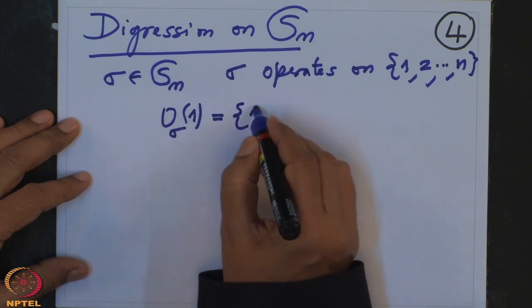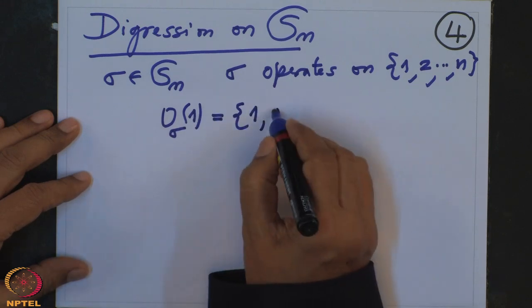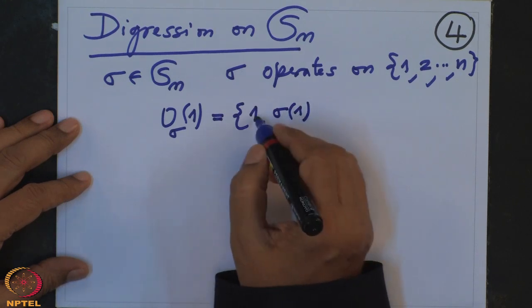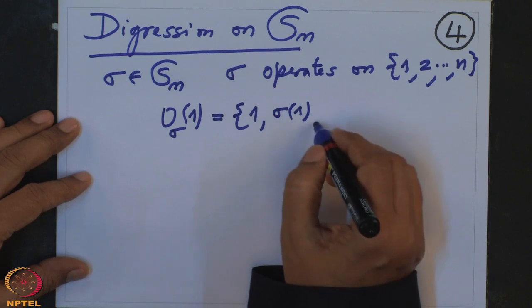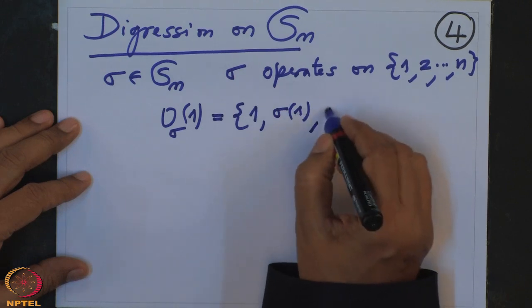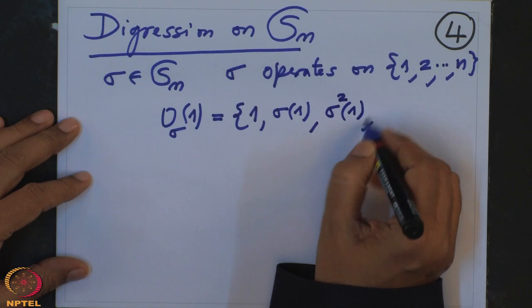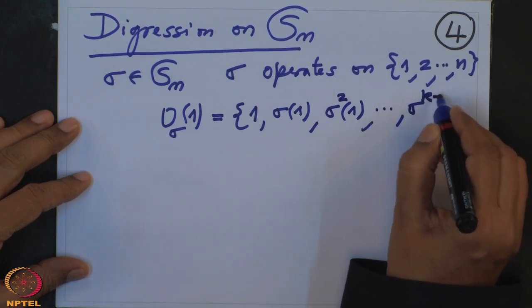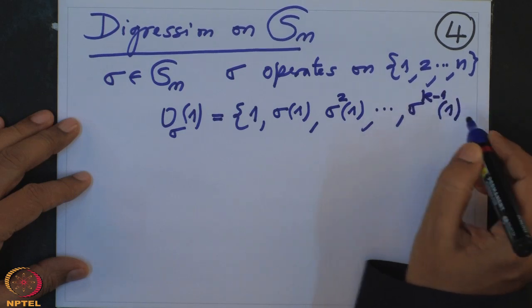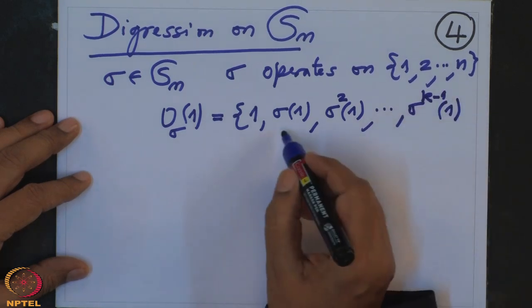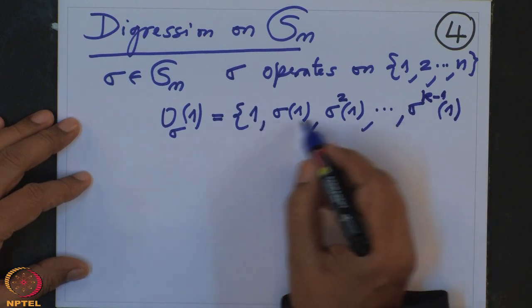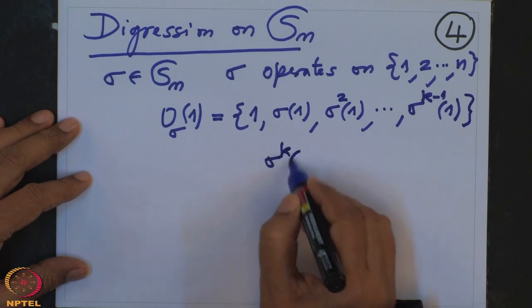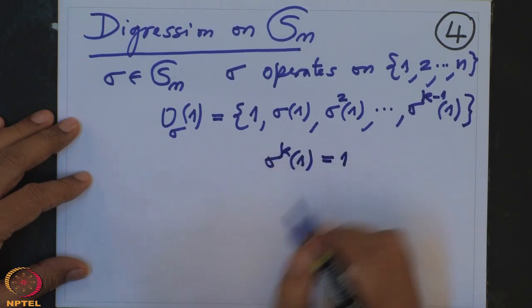That means it starts with 1. Then let us go to sigma 1. If it is different from 1, continue. Then go to sigma square 1 and so on. Now you will come back to sigma power k minus 1, 1, and I have chosen it in such a way that these elements are distinct. Then you note that if I look at sigma power k at 1, it has to be equal to 1, it has to return to 1.